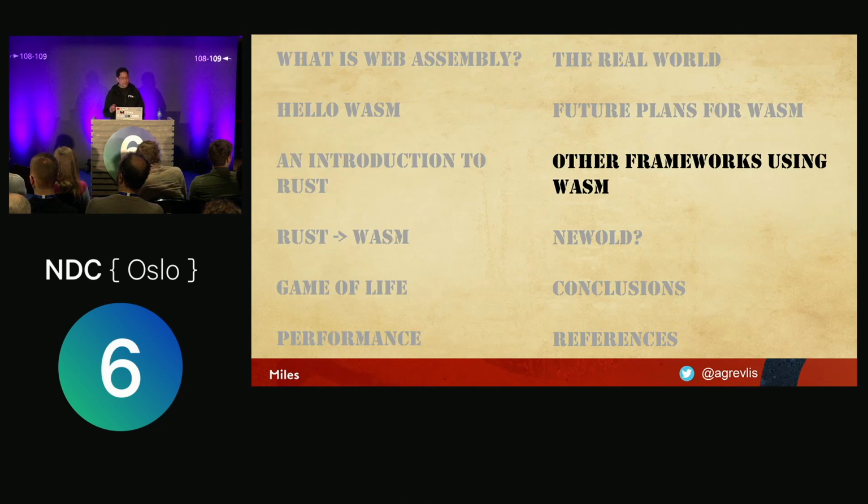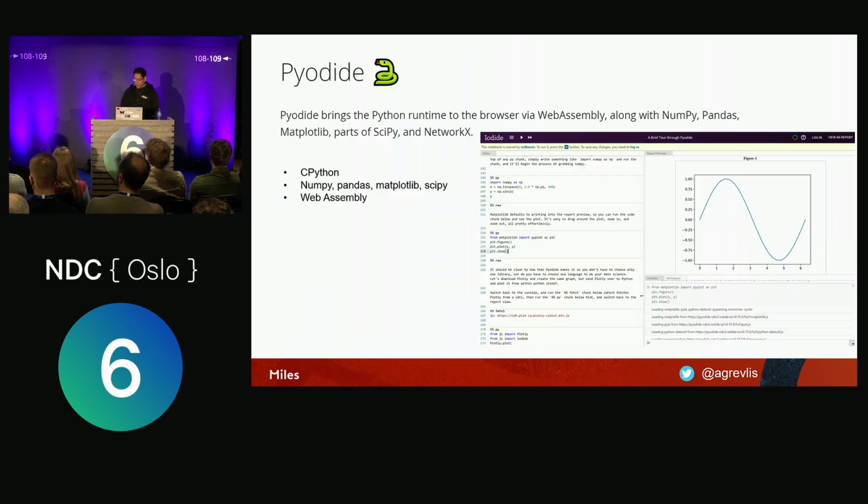So now I would like to demonstrate a couple of other frameworks that are also using the WASM. One of them is an experimental framework called Pyodide. The main objective with Pyodide is to bring the Python runtime over to the browser, so that if you're a data scientist, you can use your standard libraries like NumPy or Pandas or Matplotlib and so on. They're using WebAssembly in order to do that.